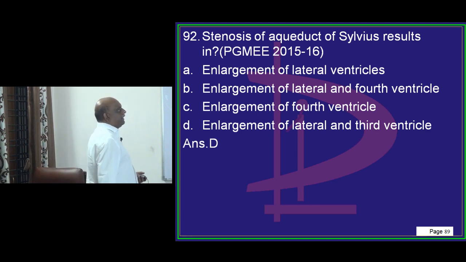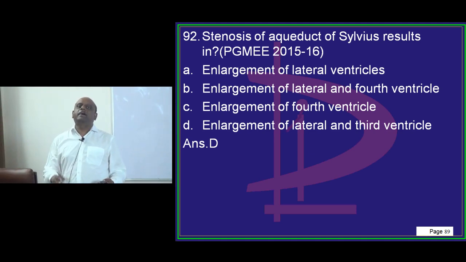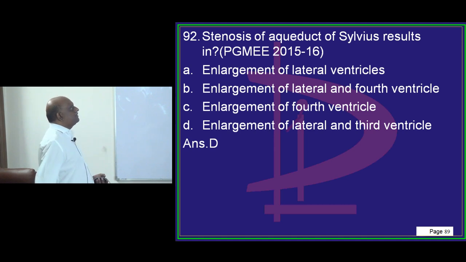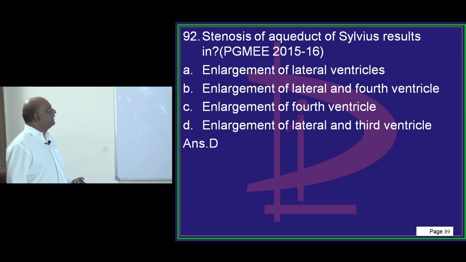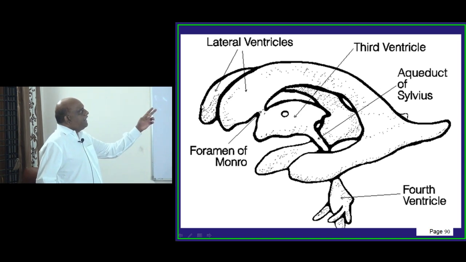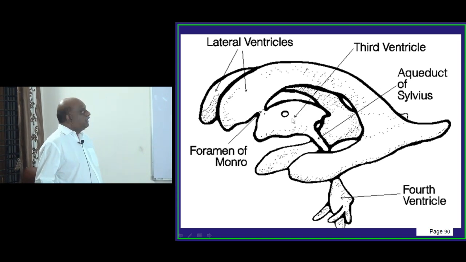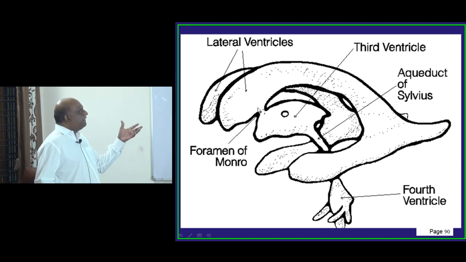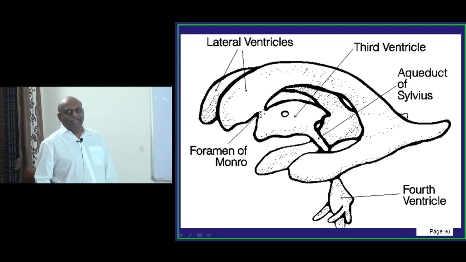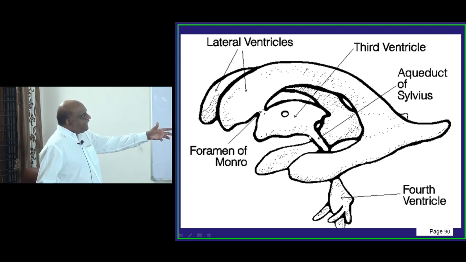So, doc, it is the enlargement of lateral and third ventricles you will see in the stenosis of aqueduct of Sylvius. So, these are the two lateral ventricles. This is the third ventricle. What is the foramen between the lateral ventricle and the third ventricle? Foramen of Munro. What is between the third ventricle and the fourth ventricle? Aqueduct of Sylvius.